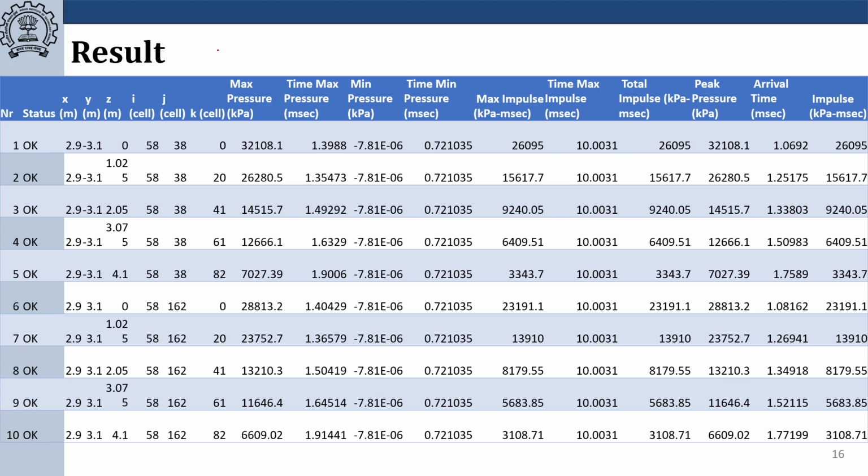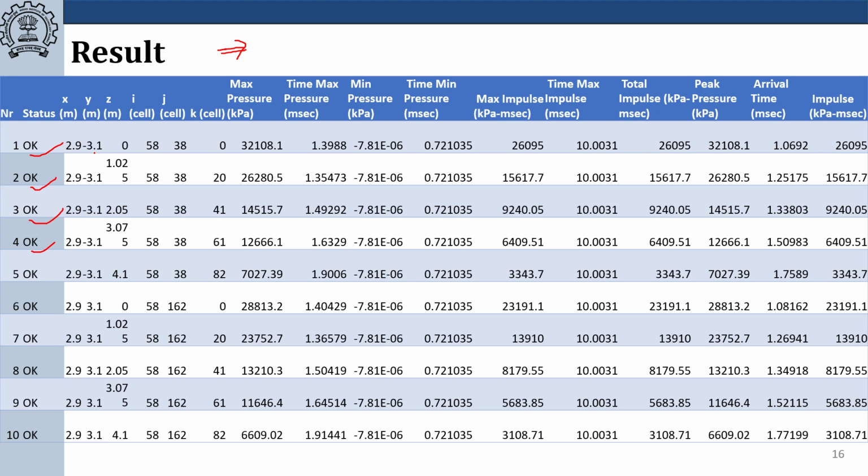So this is a typical result file. You will see a typical result file like this in Excel. When you open the CSV format in Excel, you will see this. This is the summary file where it will show the status OK. If it is showing the status OK, the data is captured.